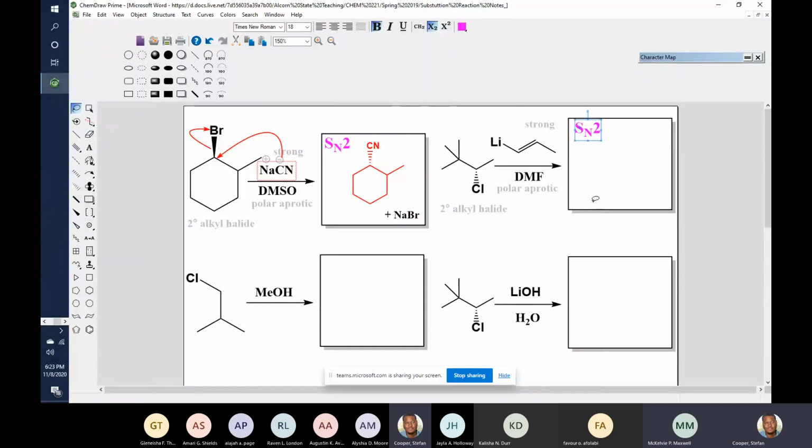So what's the product in this reaction? The product is going to be a wedged Cl. Oh, well, not a wedged Cl, a propyl group with a double bond. Okay. Yeah. Good.